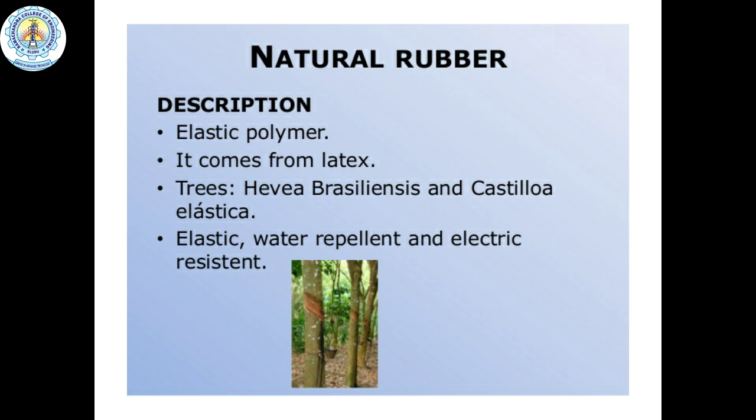So, natural rubber is an elastic polymer. It comes from the latex of the trees. Examples of those trees are Hevea brasiliensis and Castilla elastica. Natural rubber has the elastic property and water repellent property as well as electric resistance property.